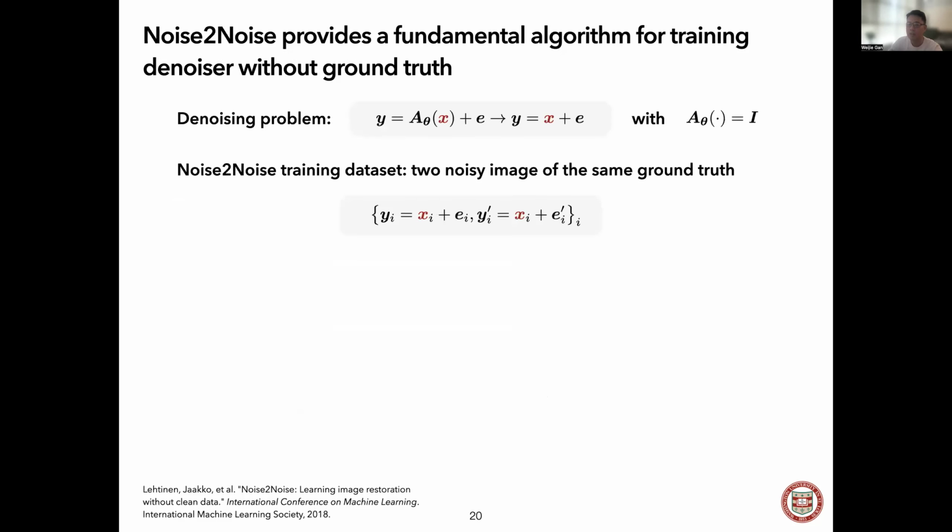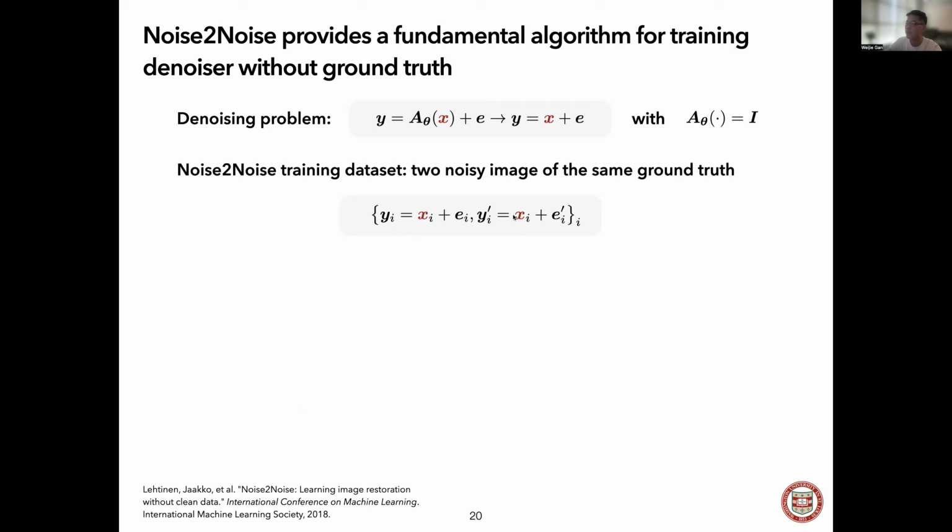I'll talk a little bit about the background of noise to noise if you are not familiar with this topic. Noise to noise provides a fundamental algorithm for training a denoiser without ground truth. So we consider a denoising problem. In the framework of inverse problem, the denoising problem can be formulated with A theta equal to I, the identity matrix. The central piece of noise to noise training is that it considers two noisy images of the same ground truth. So here's the imaging model.